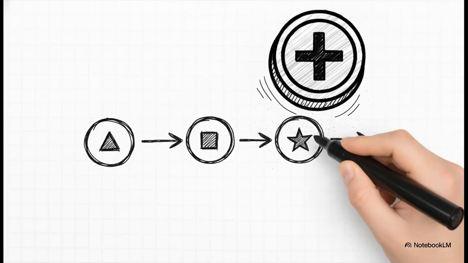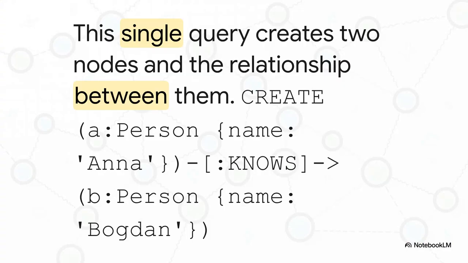It is incredibly simple. You just use one keyword, create. This command basically tells the database, hey, see this pattern I'm about to draw for you? I want you to make it real. Make it a permanent part of the graph. And check out this full example. This single line of Cypher does everything. It creates a person node for Anna, it creates another person node for Bogdan, and it creates that node's relationship that connects them. It's all done in one clear visual statement.